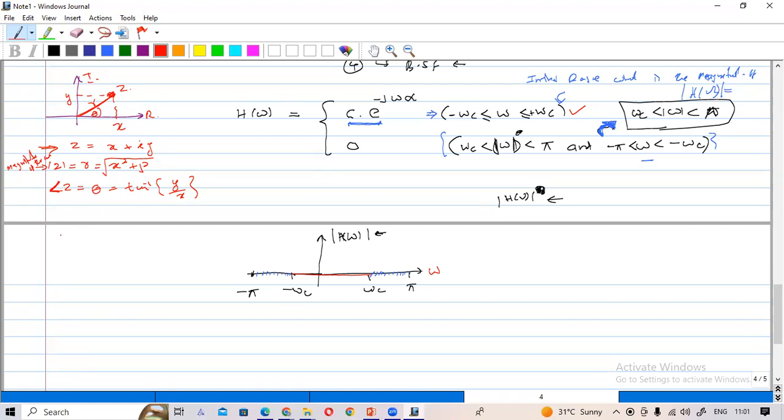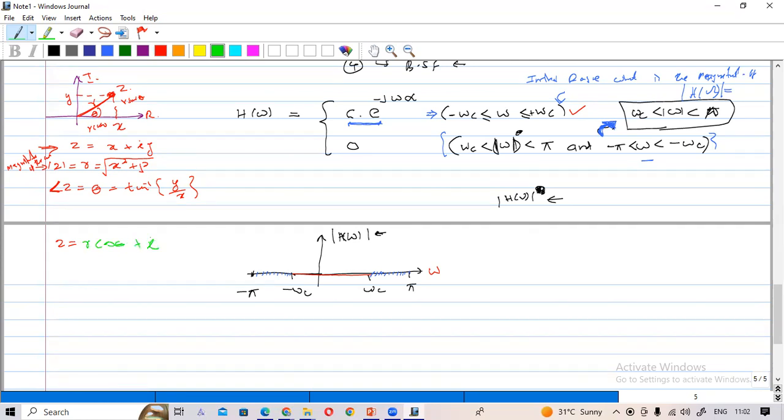And also, you know that x you can write as r cos theta, and y you can write as r sin theta. This is r sin theta, this is r cos theta. So you can write z as r cos theta plus i r sin theta. Then if you take r out, it is cos theta plus i sin theta.